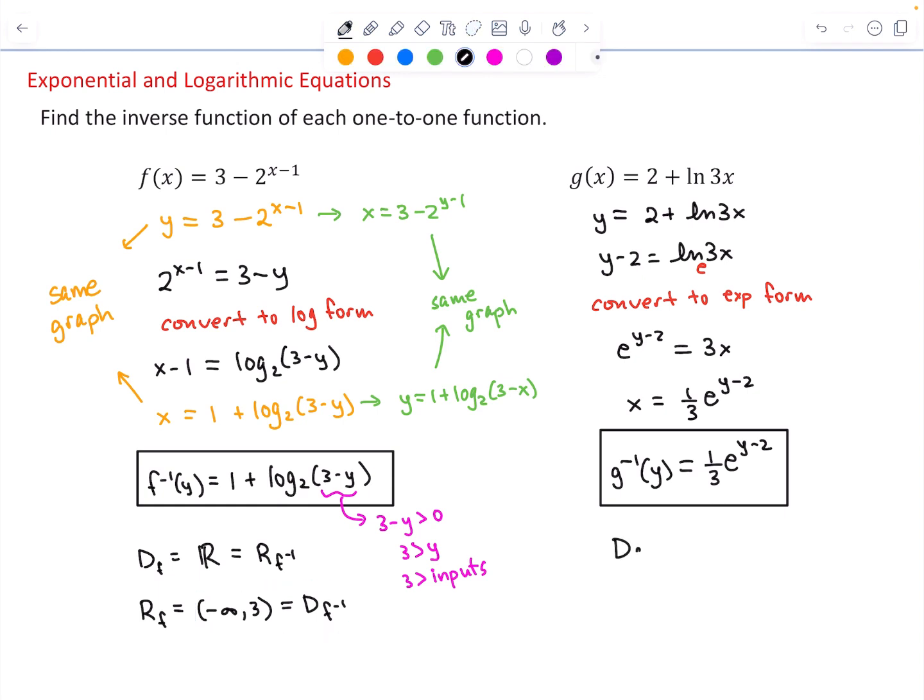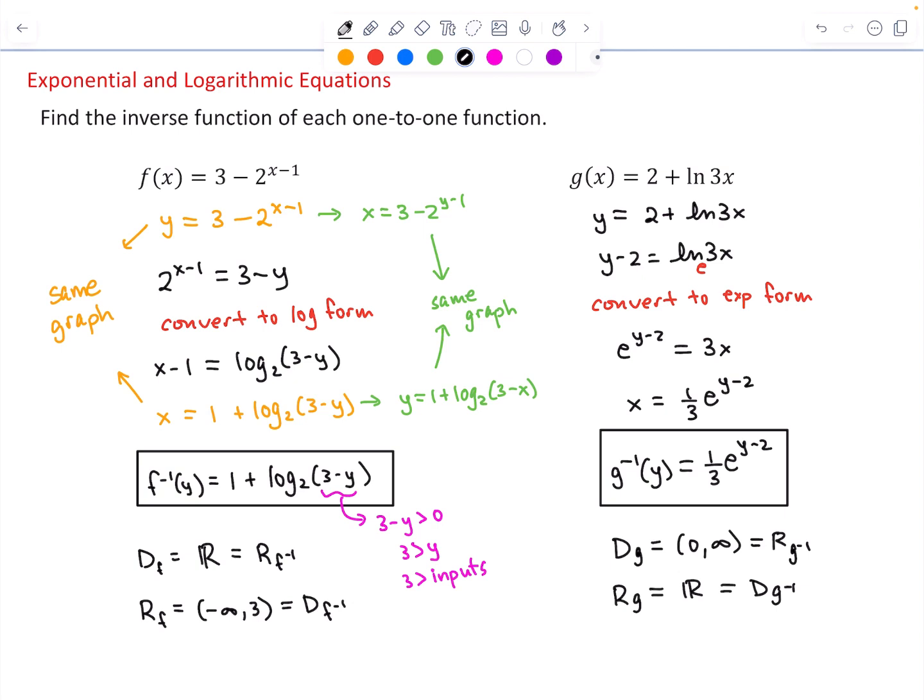For the g function, the domain: x is part of an argument of a log, it must be positive. Multiplying by 3 does a horizontal compression, so x must still be positive, and then shift up 2. That has no effect on the domain. So we know that only positive inputs are allowed in g, which means that only positive outputs can be produced by g inverse. The range of the g function will be all real numbers, which will be equal to the domain of the g inverse function.